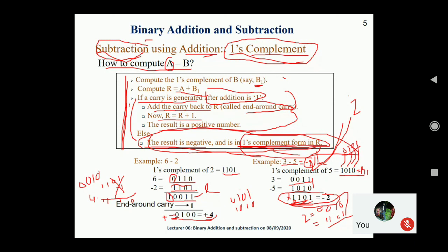Whatever you are asking me, 1101, how is it -2? It is very simple because already I am giving the table of ones complement. You can check what is the +2 and what is the -2. And how did this happen? Because in this particular process, whatever we are applying, in the else part it is automatically mentioned that the result is in ones complement form in R.